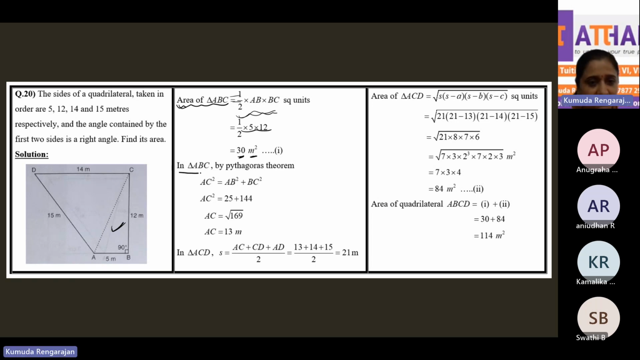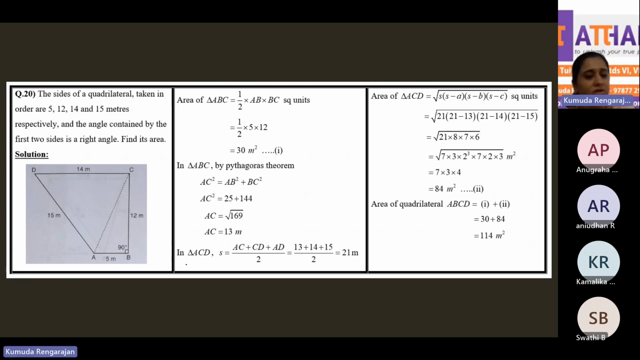Then see here in this triangle, in right triangle ABC, by Pythagoras theorem, you must write AC square is equal to this one. You will get AC square is 169. AC is equal to square root of 169. AC is equal to 13. All this is very important.